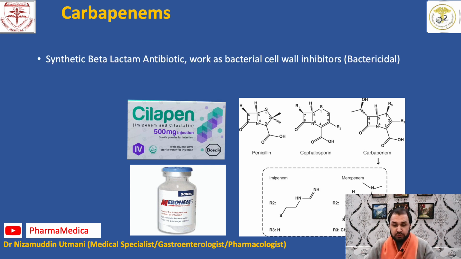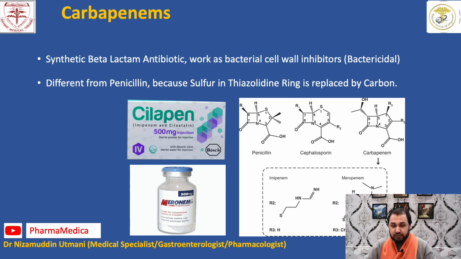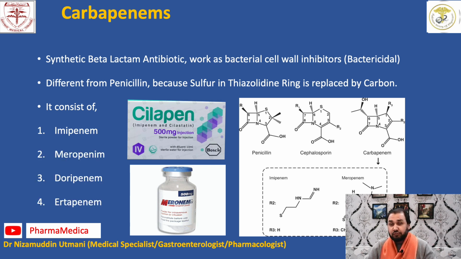The first antibiotic in this group is Imipenem. The second one is Meropenem, the third one is Doripenem, and the fourth one is Ertapenem. So we have got four antibiotics in this group: Imipenem, Meropenem, Doripenem, and Ertapenem.